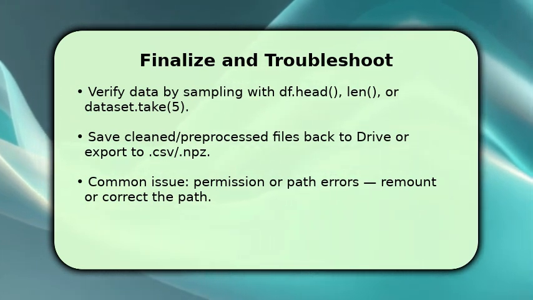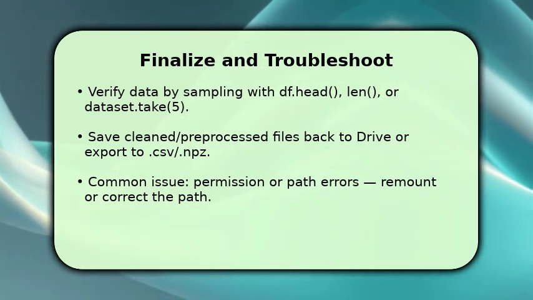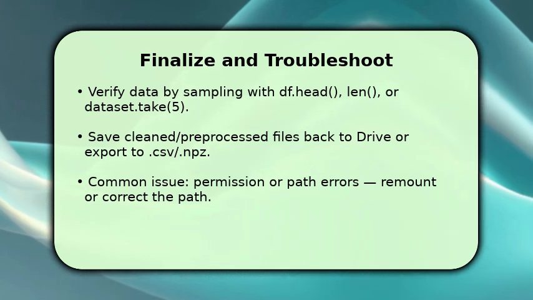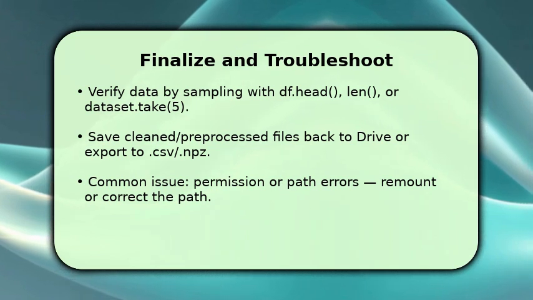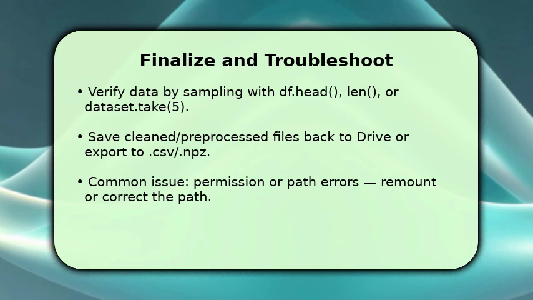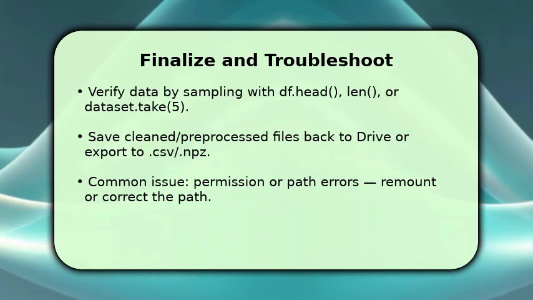If a step fails, check the common culprits: wrong file path, Drive not mounted, or token permissions. As a troubleshooting tip, remount Drive and relist the directory to confirm the correct path. That fixes most permission and path errors quickly.